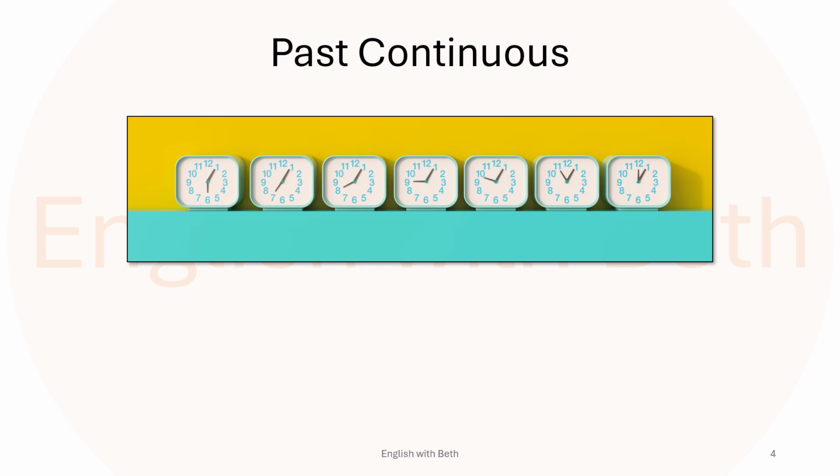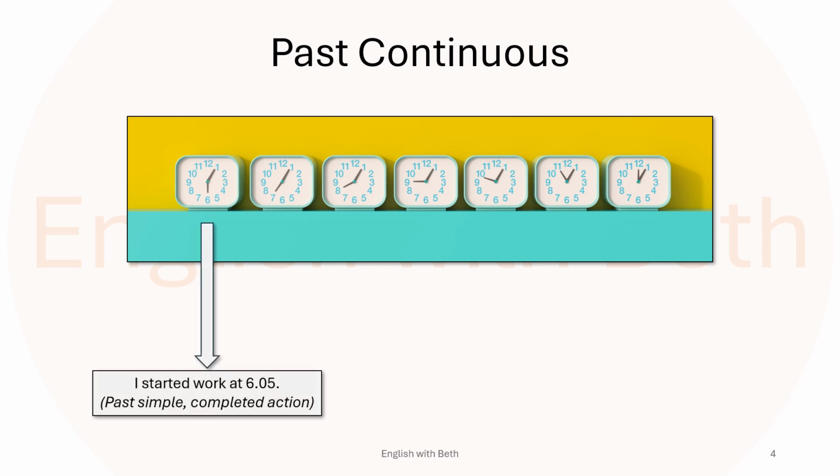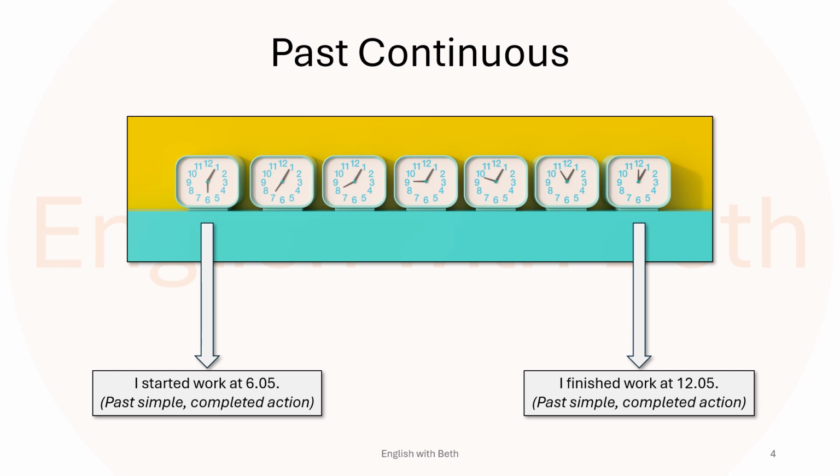So let's look at the difference between past simple and past continuous. For example, I started work at 6:05. This is in the past simple because it is a completed action. I finished work at 12:05. Again, this is a completed action, so it is in the past simple.